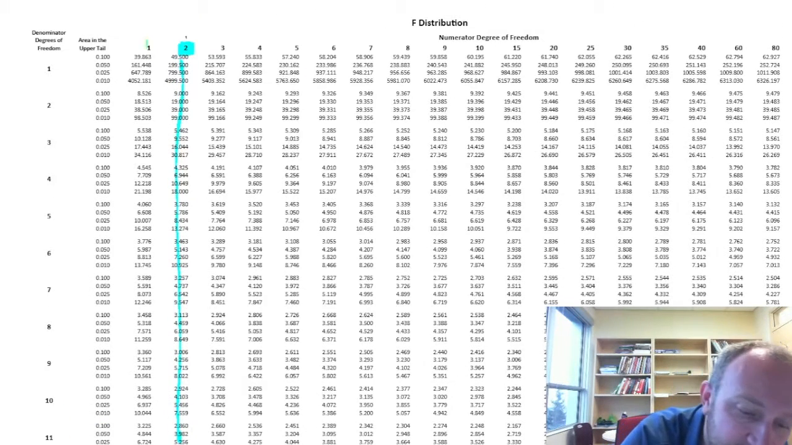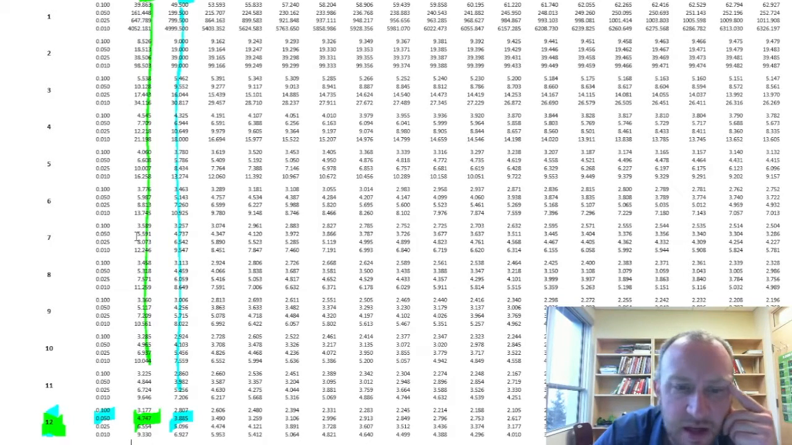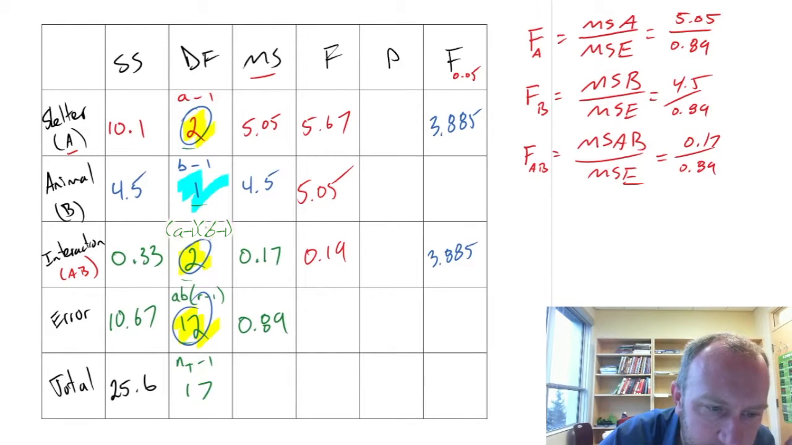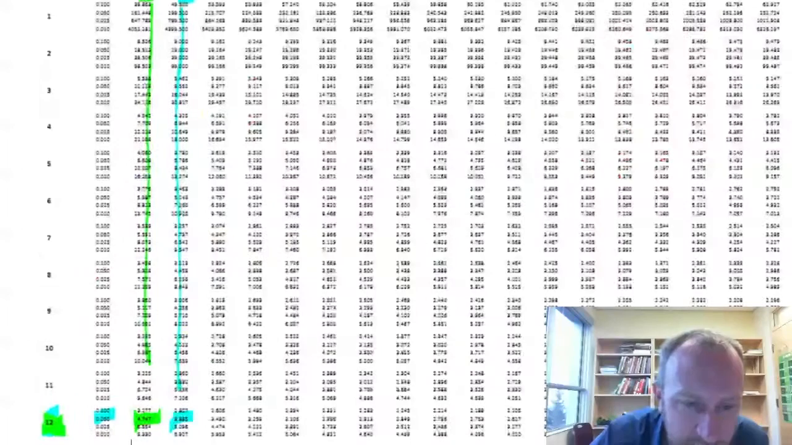But now I have just 1 degree of freedom in the numerator. So now we're just going to come down this row, and here's that critical value, 4.747. So this one is 4.747. Might as well get p-values while we're looking at our tables here.